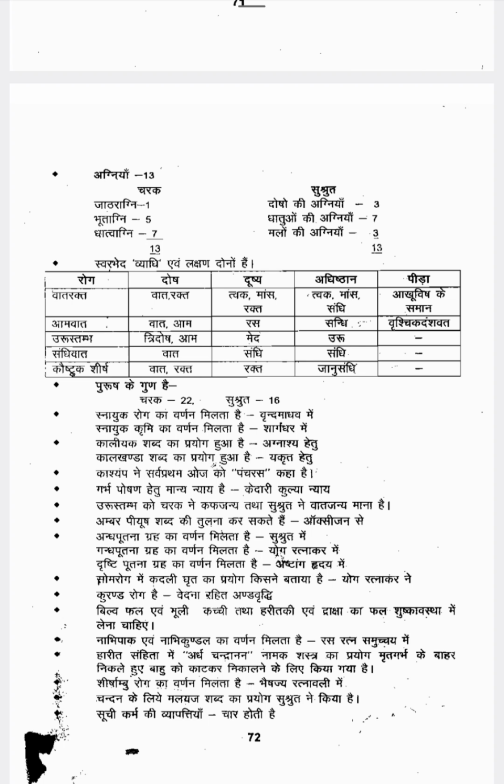Then according to Charaka, Urustamba is a Kapha Janya Vyadhi, and according to Sushruta, Urustamba is a Vata Janya Vyadhi. Then Ambara Piyusha, that term is used for oxygen. Okay, for oxygen in Ayurveda we can call it Ambara Piyusha. Then Andapidana Graha, that description you can find in Sushruta.